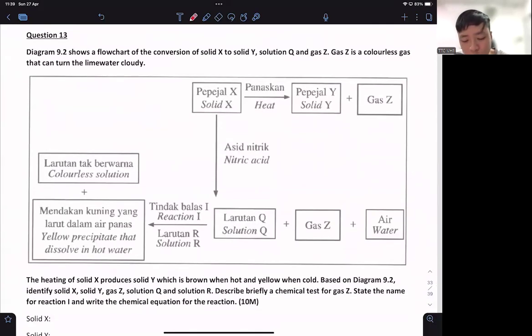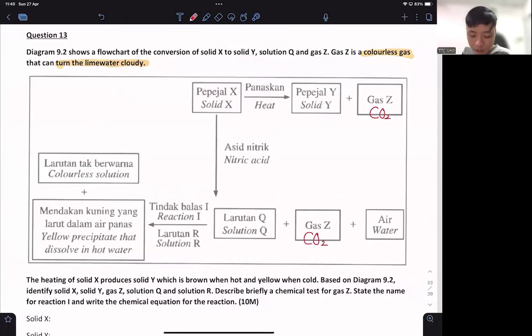So diagram 9.2 shows the flow chart of the conversion of solid X to solid Y, solution Q and gas Z. Gas Z is a colorless gas. They give you the hint on top: colorless gas that turns lime water cloudy. You straight away know what gas this is. Gas Z is carbon dioxide. Simple, right?